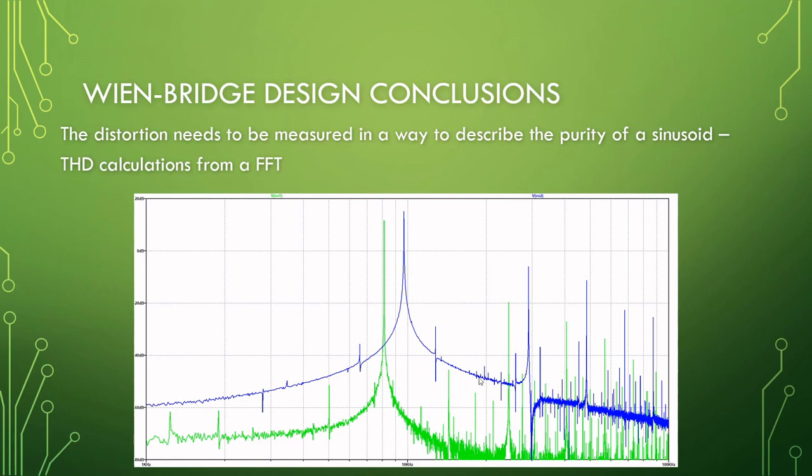Our signal with gain control is looking much better than our signal without the gain control. We need to do a total harmonic distortion calculation so that we can properly compare the two signals with one another. That will be in the next two videos.